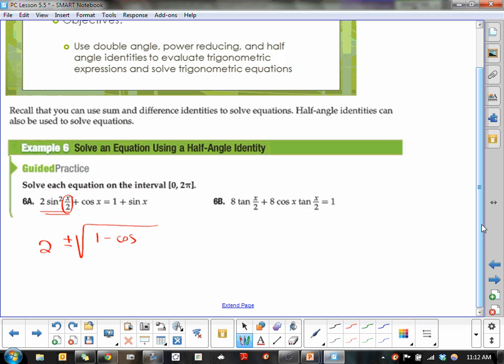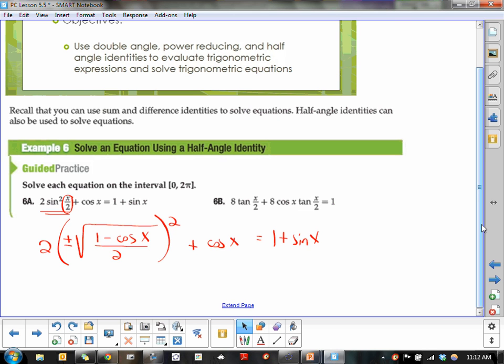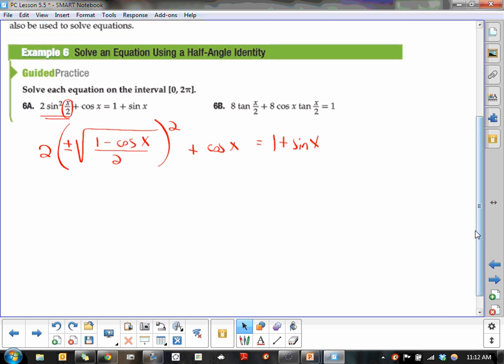Minus the cosine of x over 2. Now that's the cosine of our half angle identity, and what do we need to do with this answer? Square it. Okay, we applied a half angle identity, and then we were supposed to square it. Now it's going to be plus the cosine of x equals 1 plus sine of x. So when you square it, what happens to that plus or minus concept? Gets rid of it, because it's going to come back what kind of number?